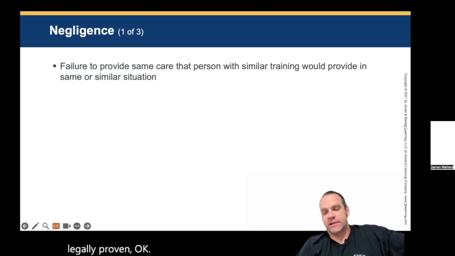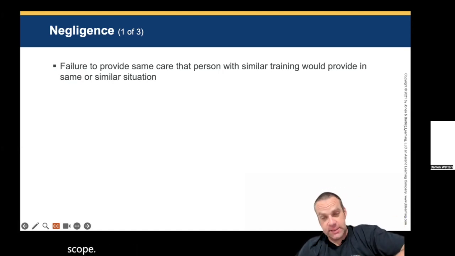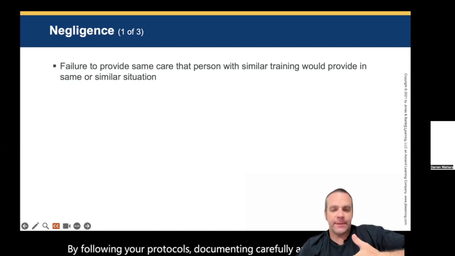But you protect yourself from negligence by staying within your scope, by following your protocols, documenting carefully, and really delivering care that is competent, compassionate, and inevitably by the book.